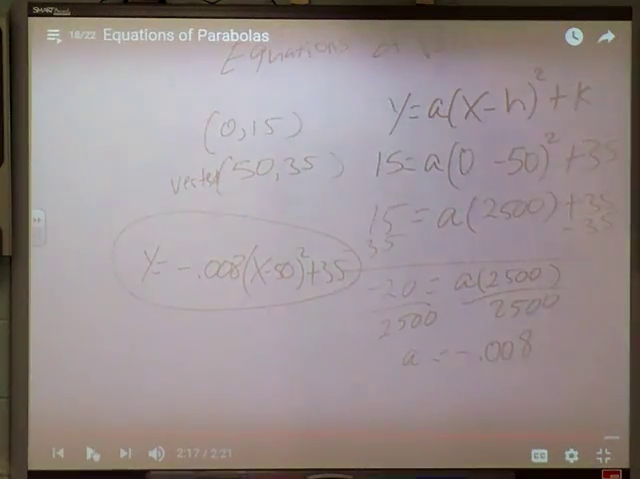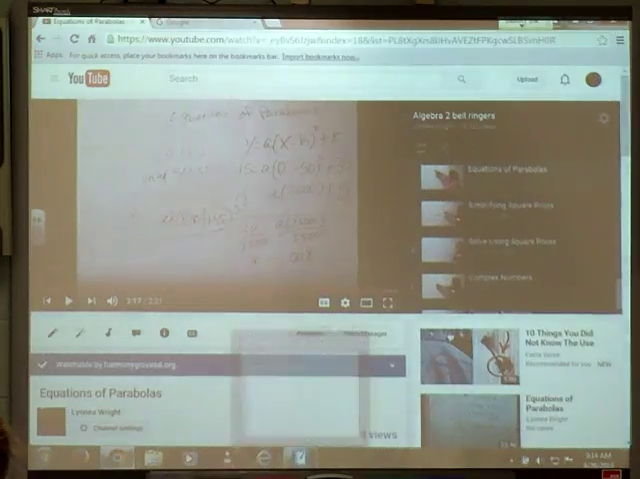Some of you left the fraction instead of negative 0.008. I think it was 1 over 125. That's fine if you leave that in fraction form. So mostly good stuff on that.